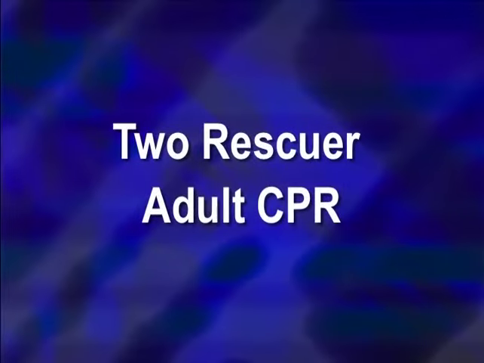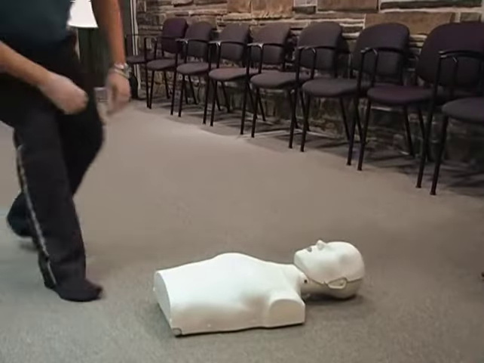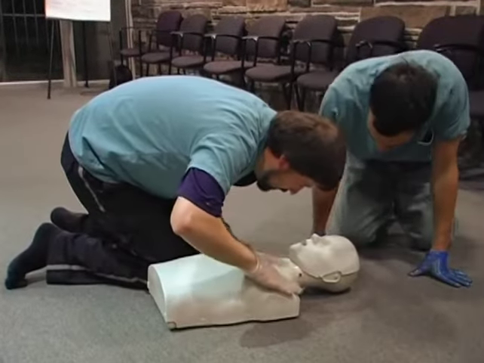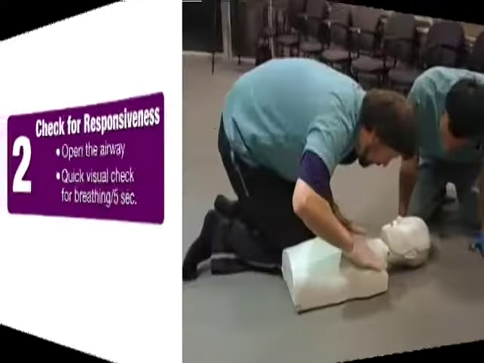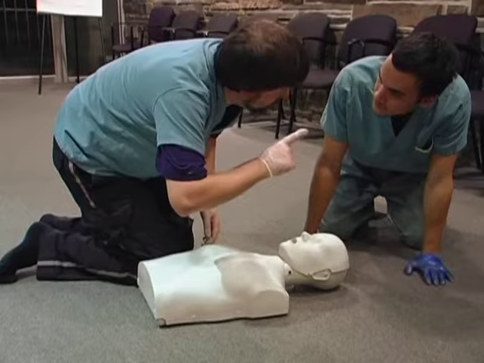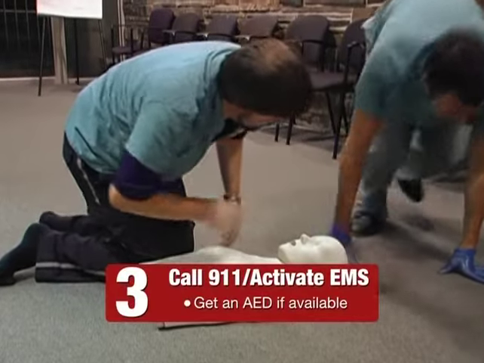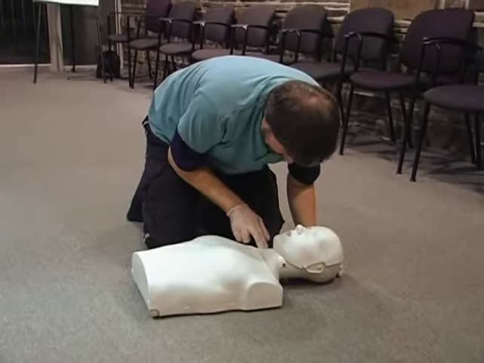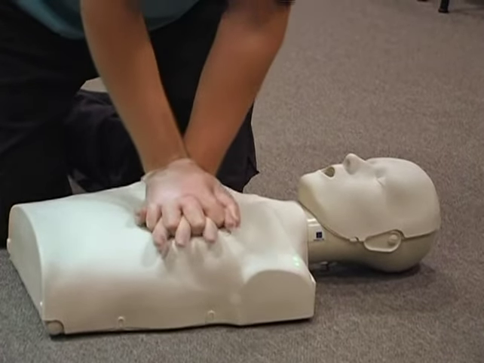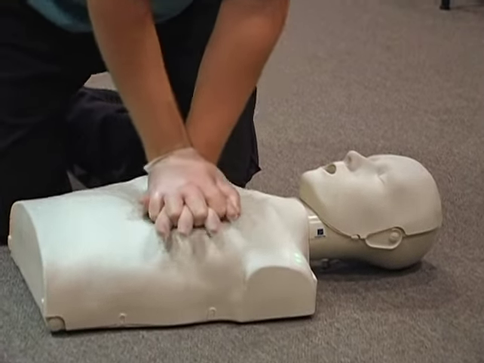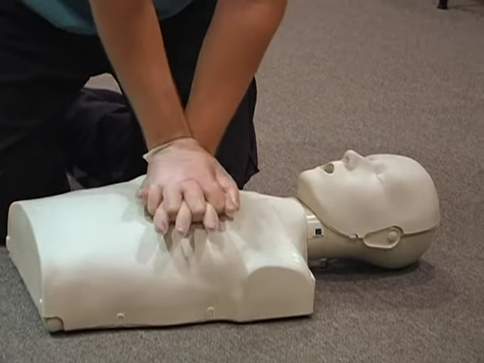2-rescuer adult CPR. If there are 2 rescuers, the first rescuer will check for responsiveness and open the person's airway and do a quick visual check for breathing for 5 seconds. The first rescuer will tell the second rescuer to call 911 and bring back an AED. If pulse is absent within 10 seconds or there is any doubt, the first rescuer will start CPR at a ratio of 30 compressions to 2 breaths.